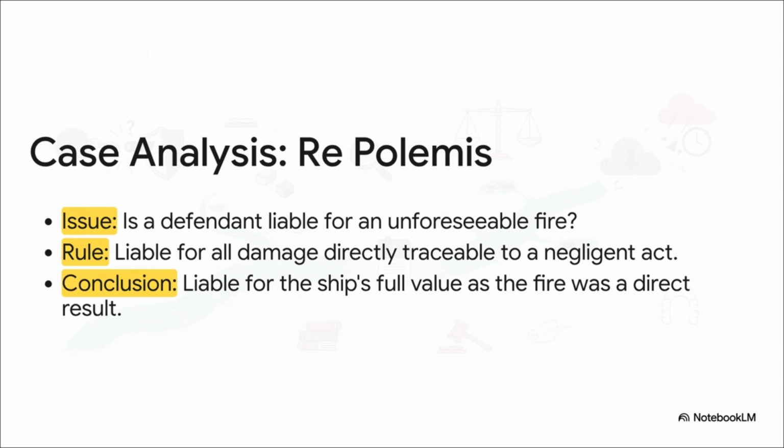The issue before the court was whether a defendant is liable for an unforeseeable fire caused by a falling plank. The rule applied was that a defendant is liable for all damage directly traceable to their negligent act. In this case, stevedores dropped a plank into a ship's hold, which unexpectedly caused a spark, igniting petrol vapor and destroying the ship. The conclusion was that the defendants were liable for the full value of the ship, because the fire, although unforeseeable, was a direct result of the negligent act.